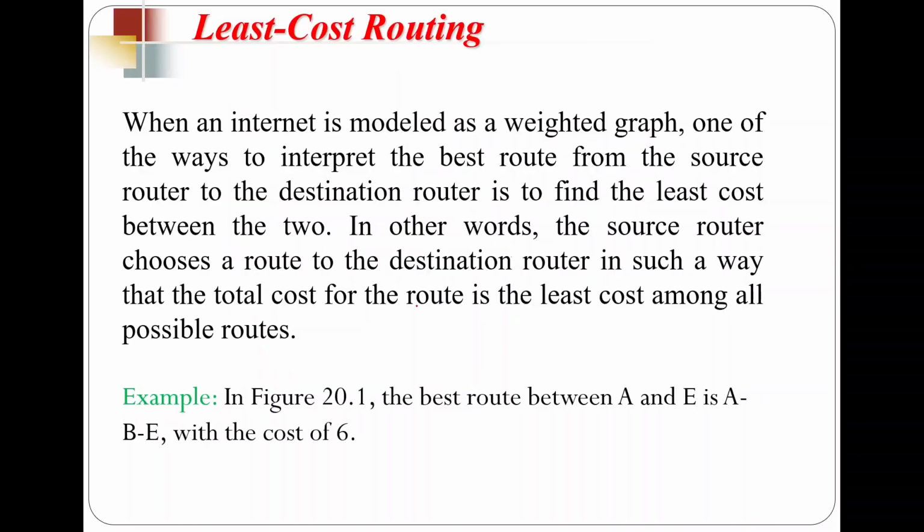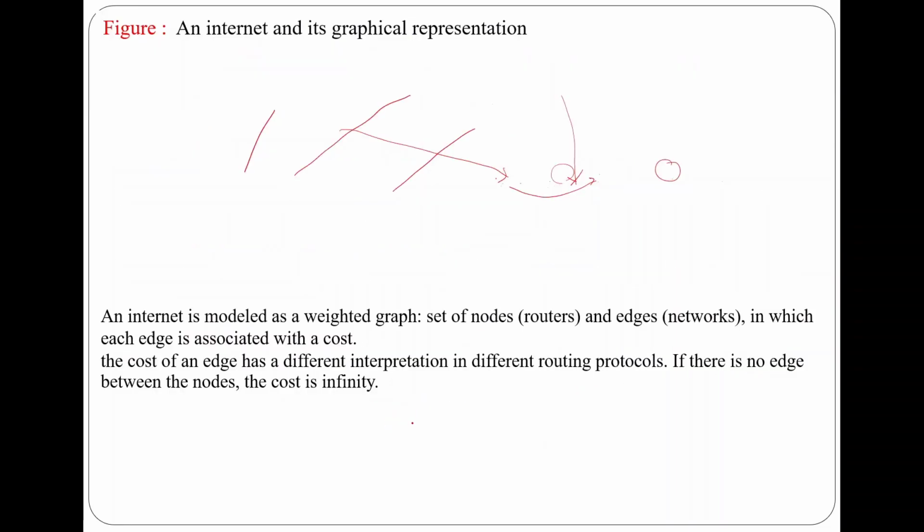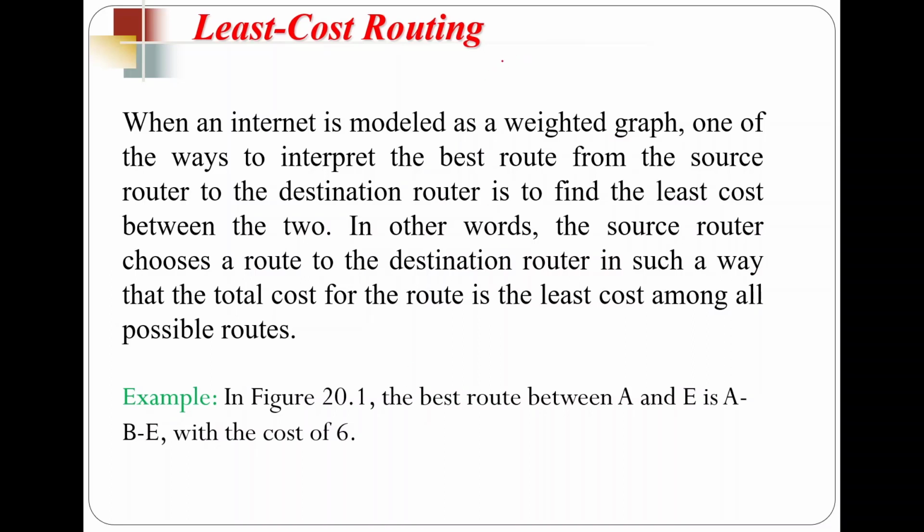So in order to understand all the protocols, whatever I have explained, that is the distance vector algorithm, link state algorithm, and path vector algorithm, we need to know what is minimum distance. That is what we call least cost routing. This is very important, the concept of least cost routing.